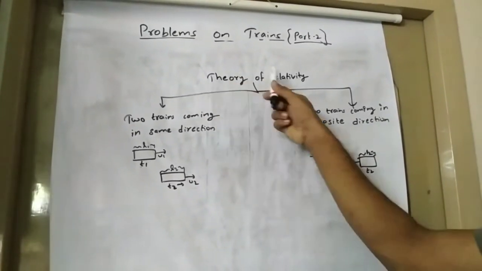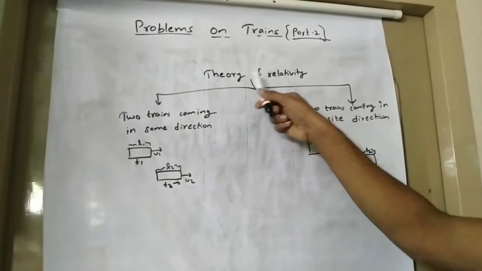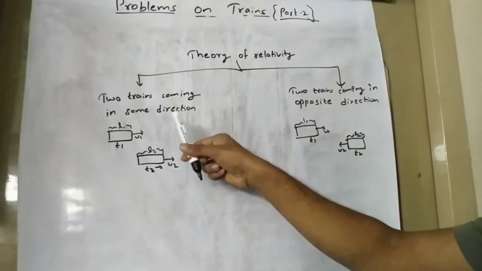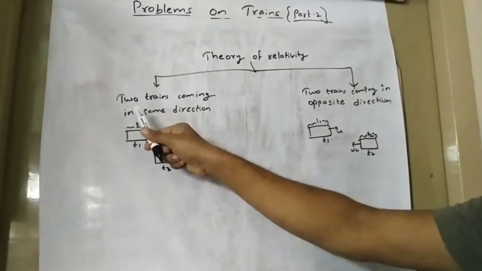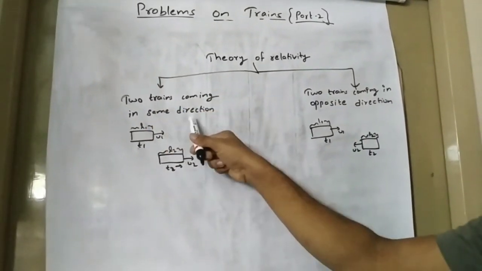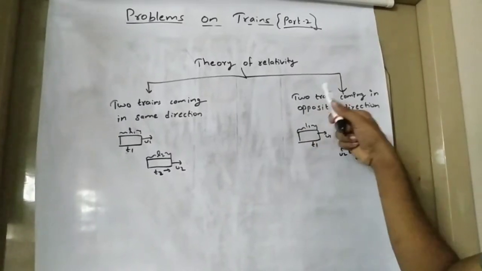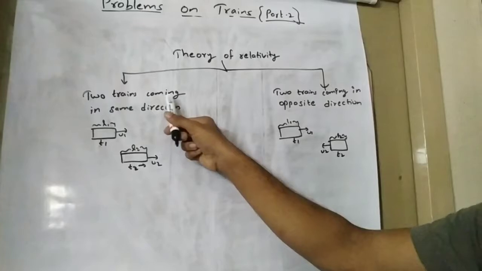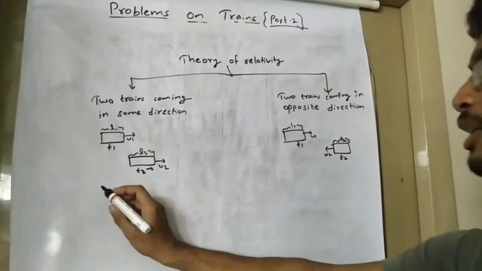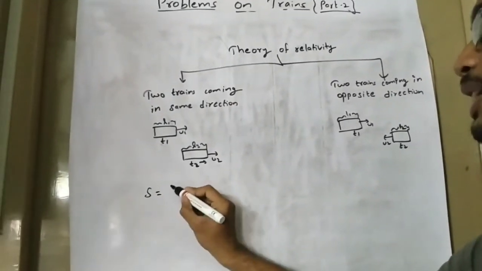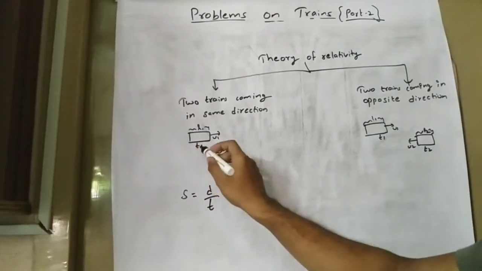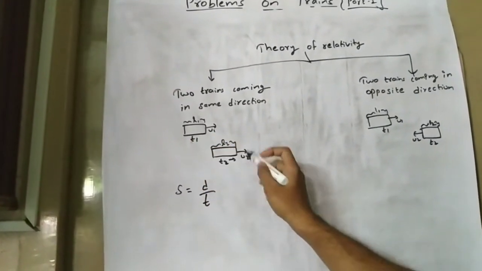So here we will see the topic theory of relativity. In this there are two types of questions: if two trains are coming in the same direction, and what if two trains are coming in opposite directions. If two trains are coming in the same direction, the formula for speed is distance by time. Consider T1 as train 1 and T2 as train 2.